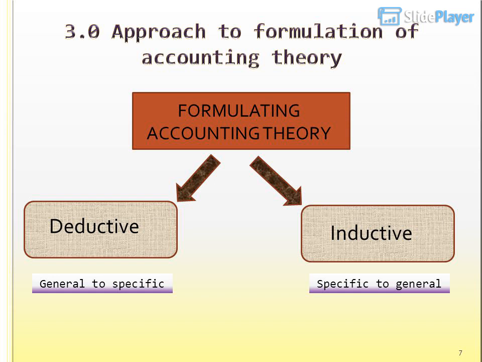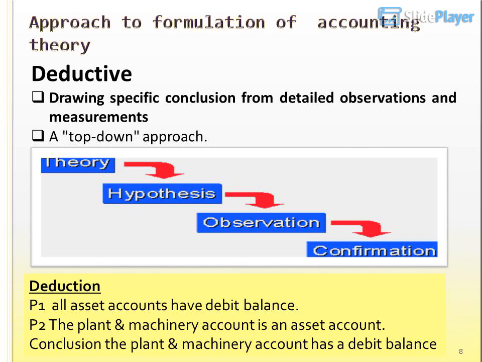3.0 Approach to formulation of accounting theory. Formulating accounting theory can be deductive, general to specific, or inductive, specific to general. Deductive: drawing a specific conclusion from general principles. A top-down approach. P1: all asset accounts have debit balance. P2: the plant and machinery account is an asset account. Conclusion: the plant and machinery account has a debit balance.